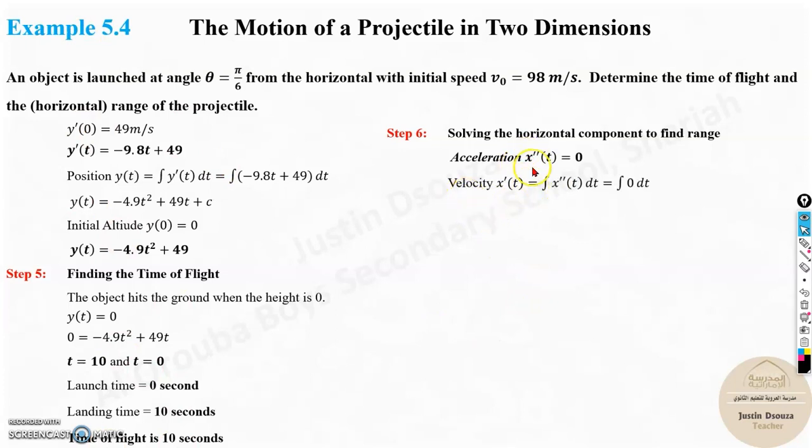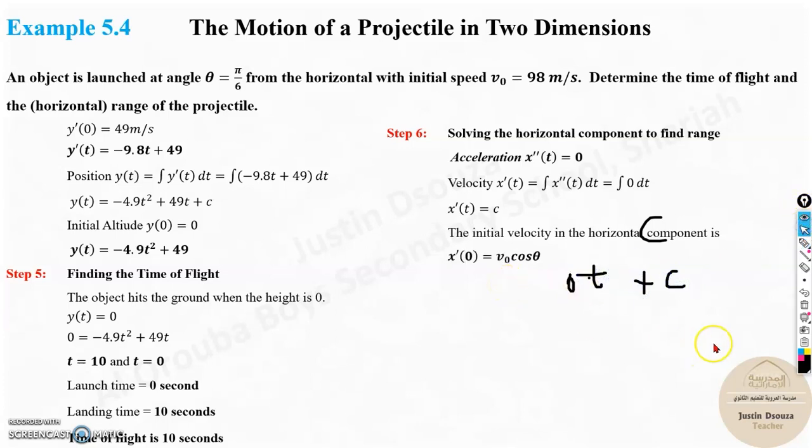What happens over here? The velocity will be the integration of x double dash of t, that is, integrate 0. It's 0, sorry. Only the constant c is there, because when you integrate 0, you get 0 again. So it will be 0t plus c. I hope this is clear. Now what next?